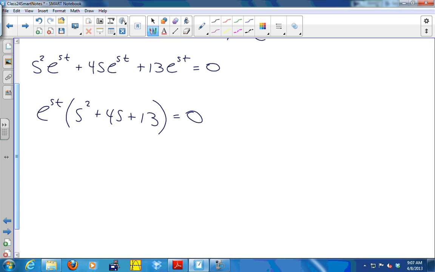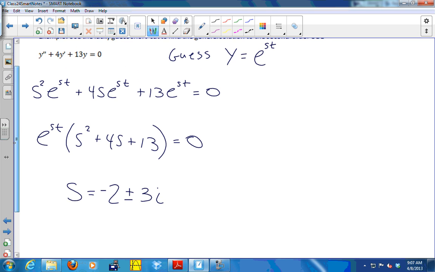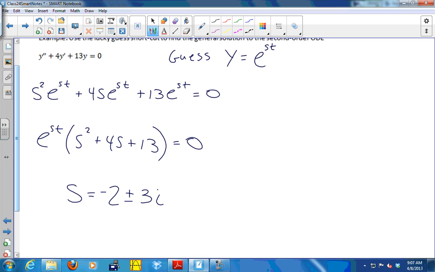All right, so then we solve this. We're just going to have to use the quadratic formula because it doesn't factor. And we get s equals -2 plus or minus 3i. Just plug into the quadratic formula and simplify. So I'm going to have two solutions. y1 is going to be e to the (-2 plus 3i)t, e to the st, right? And my other one is e to the (-2 minus 3i)t.